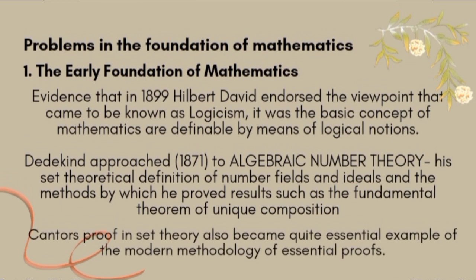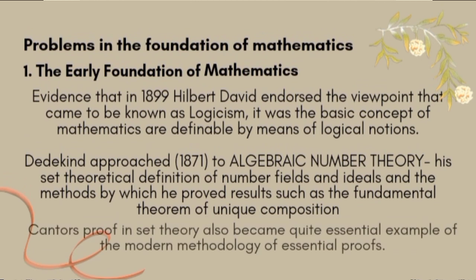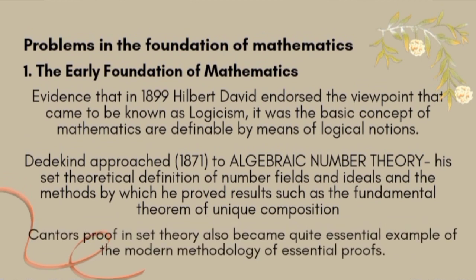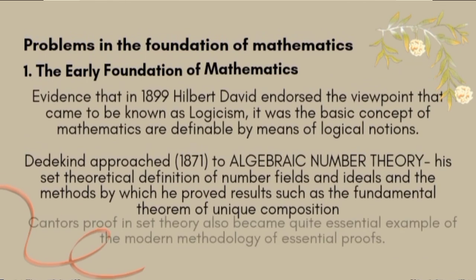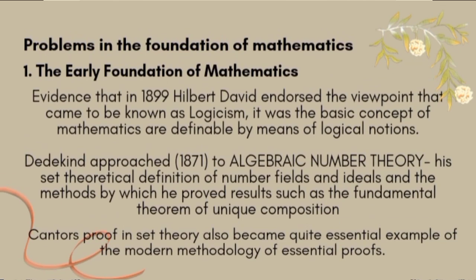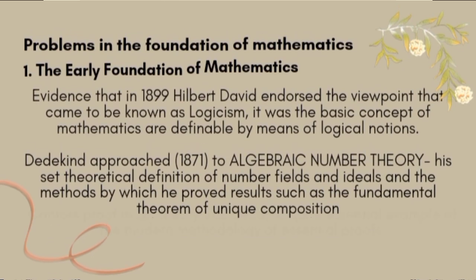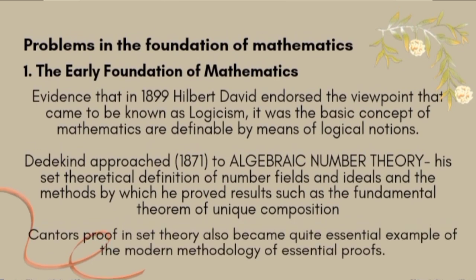In around the 1890s, Hilbert's work on invariant theory led to a debate about his purely existential proof of another basic result, the basis theorem, which states that every ideal in a polynomial ring is finitely generated. This early foundational debate led to a gradual clarification of the opposing viewpoints. Cantor's proof in set theory also became quite an essential example of the modern methodology of existential proofs.